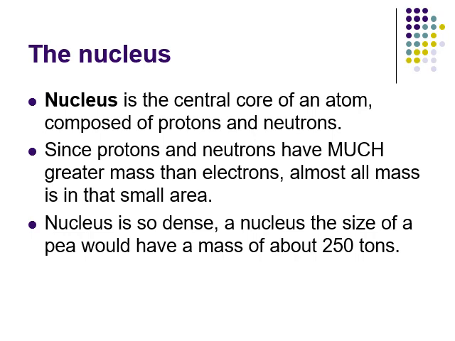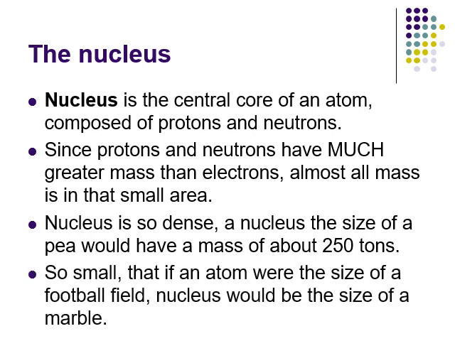So the nucleus is so dense that if you had a nucleus the size of a pea, it would have a mass of about 250 tons, which is incredibly dense. In fact, it's really the second most dense thing in the universe. The only thing more dense than a nucleus is a black hole.